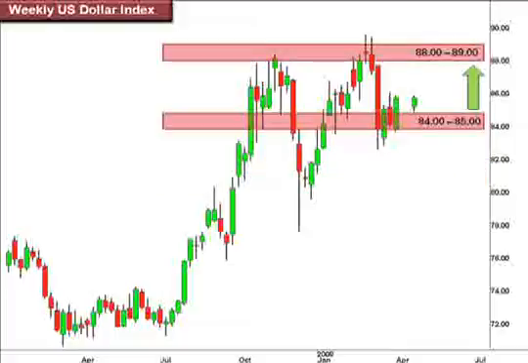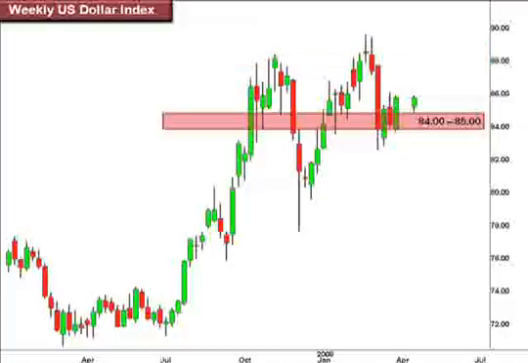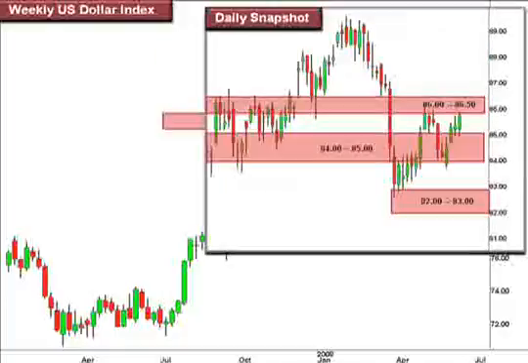Further consolidation above 85 lends credibility to a push up into that 88-89 box. A break above 86 is likely to signal that move. Now, a quick look at our daily snapshot illustrates the important role that the 86.5 level is playing in terms of a near-term upside resistance.